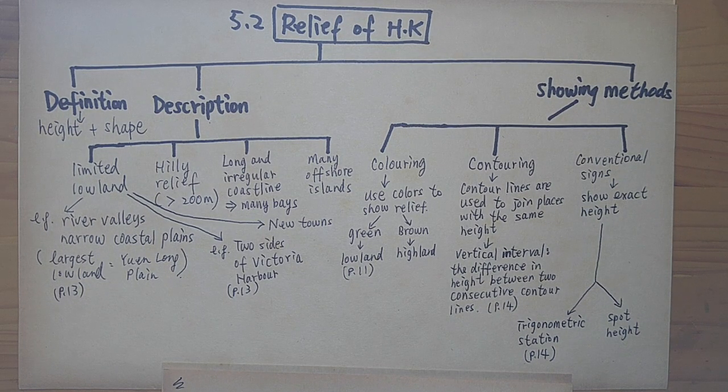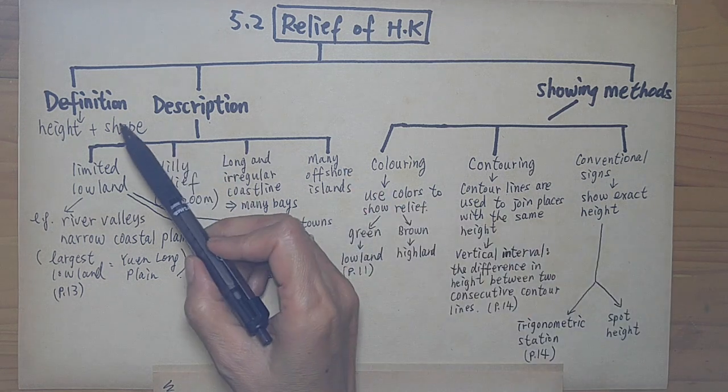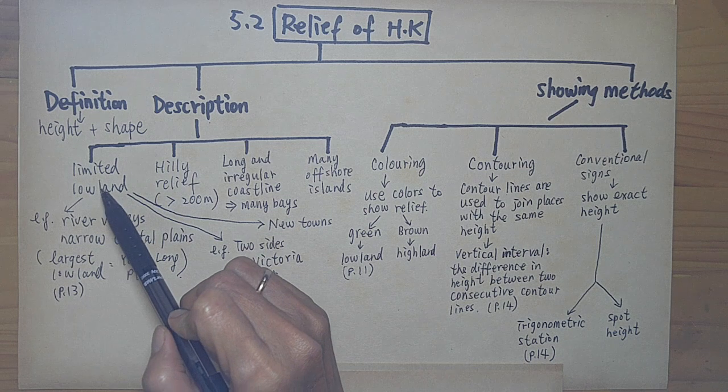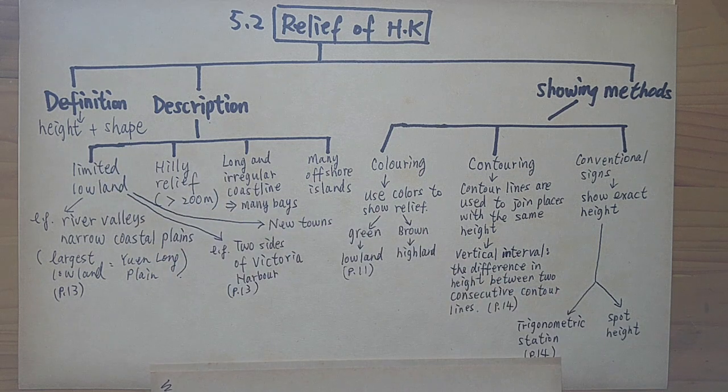Now let's start 5.2 now. We are talking about relief of Hong Kong. Now let's look at this flowchart. Now let's look at the definition first. What is relief? Actually, relief refers to two things: height and shape. Now what is height? Height, 高度. For example, we have some land in different height.